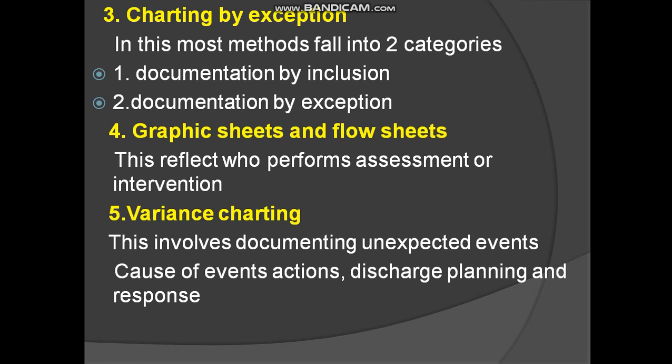This type of charting prevents the nursing errors, reduces repetition of documentation, saves time and provides immediate identification of substantial changes in a client condition. These are the advantages of documentation by exception.